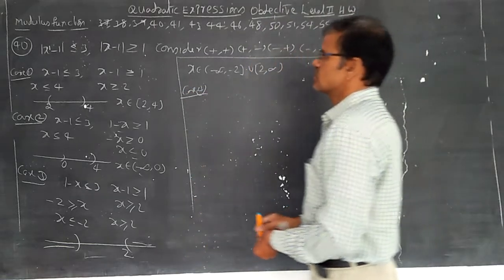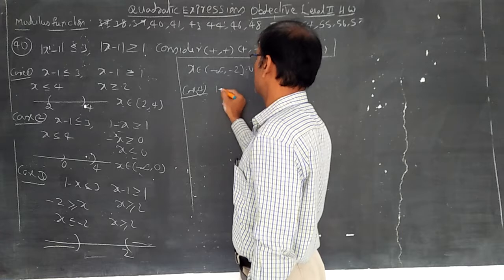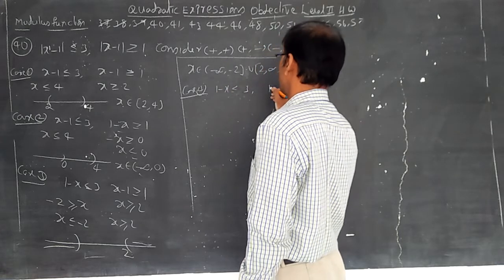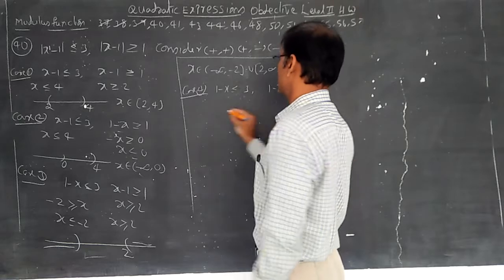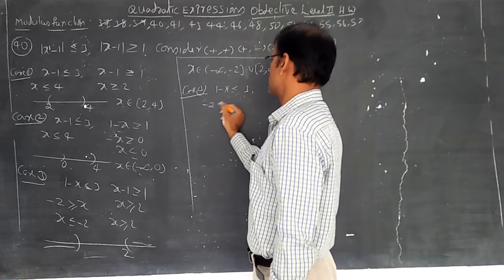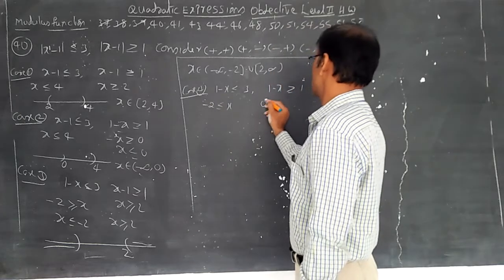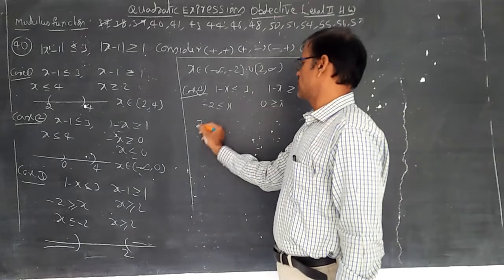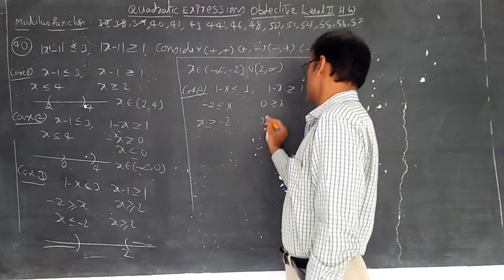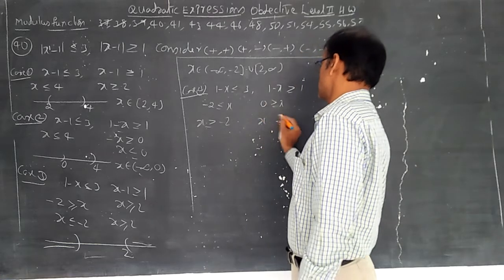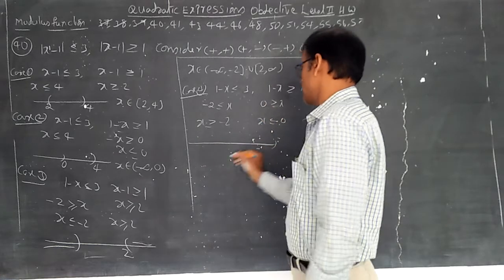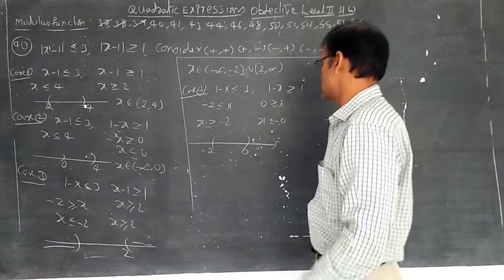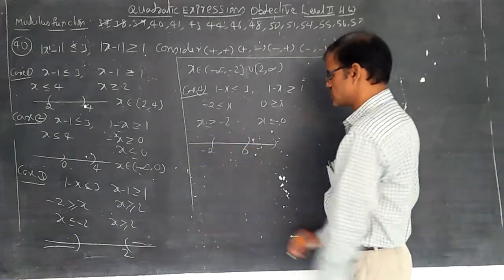Case 4 is both are negative. 1 minus x greater than or equal to... 1 minus x less than or equal to 3 and 1 minus x greater than or equal to 1. So here minus 2 less than or equal to x and 1 minus 0 greater than or equal to x. So x greater than or equal to minus 2 and x less than or equal to 0. So draw a line, minus 2 critical point 0. So this is minus 2 comma 0. Less than or equal to 0, it's okay.